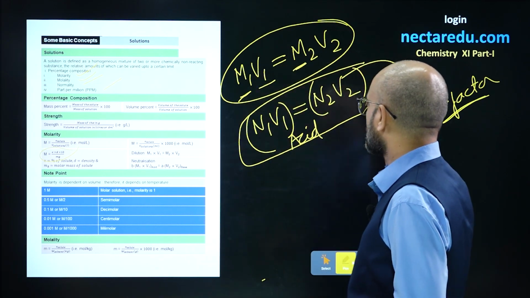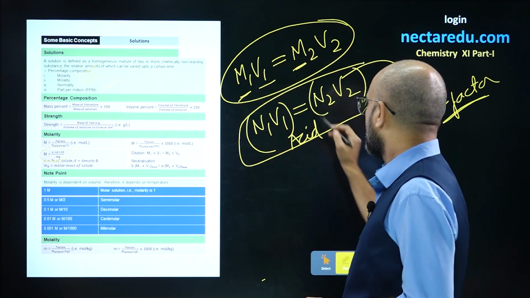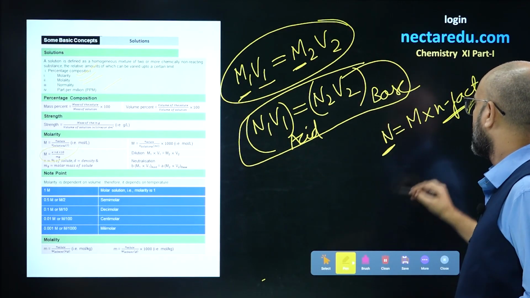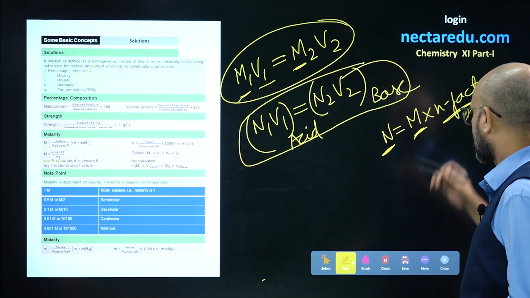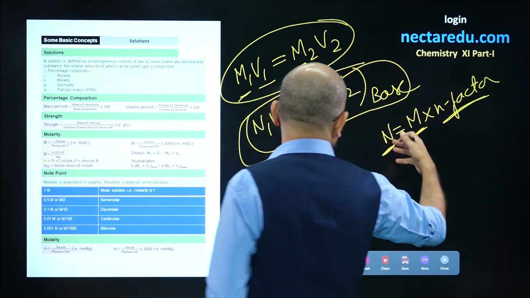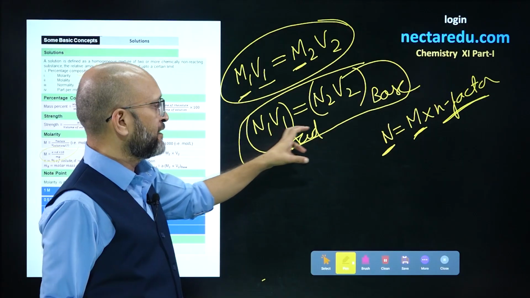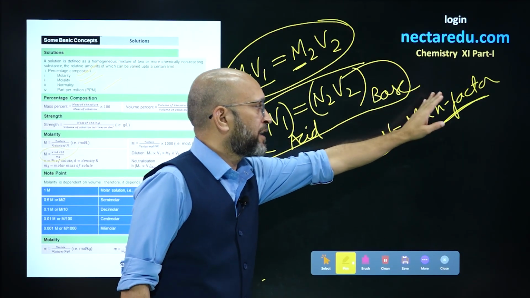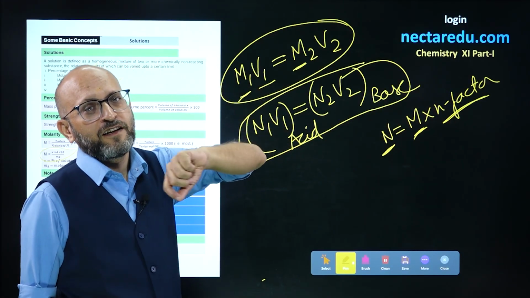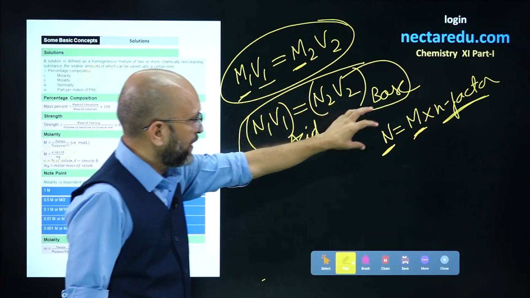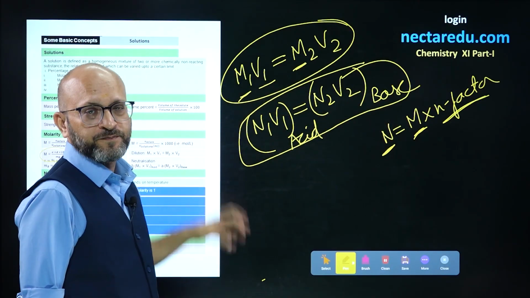So N1V1 equals N2V2. If you do not know what the normality is, you will be given molarity, and you multiply that with n factor and you get the normality of the solution. You calculate this, put the value here, and you will get the answer.